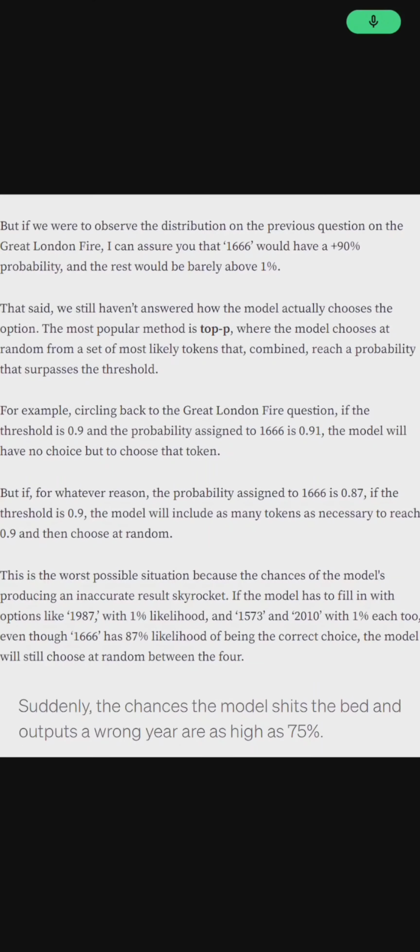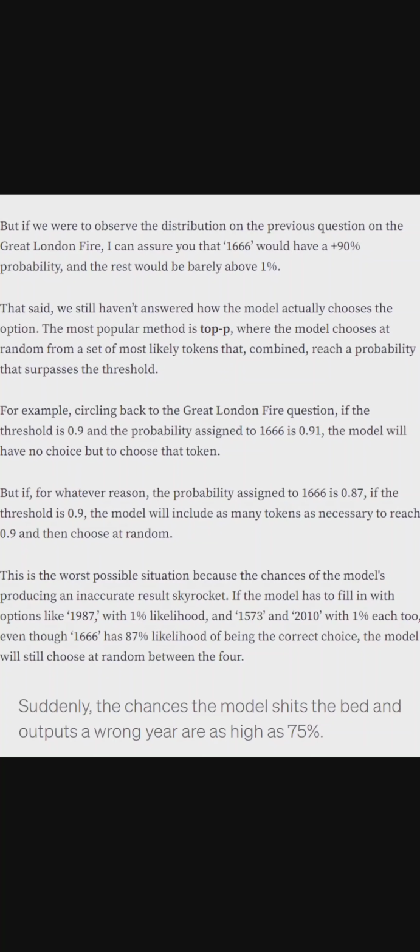Later in the article we can read: "But if we were to observe the distribution on the previous question, which was about the Great London Fire, I can assure you that 1666 would have a 90 plus probability and the rest would be barely above 1%. That said, we still haven't answered how the model actually chooses the option. The most popular method is top P, where the model chooses at random from a set of most likely tokens that combined reach a probability that surpasses the threshold.